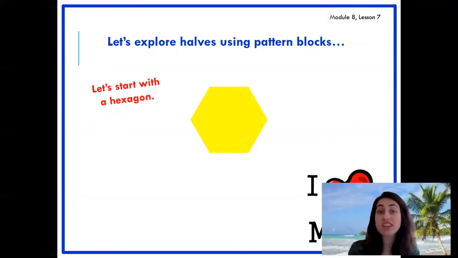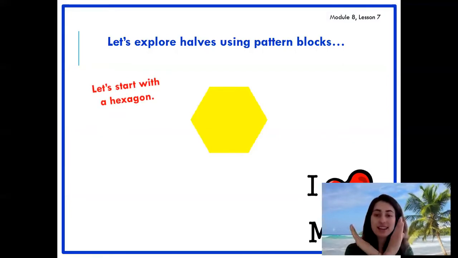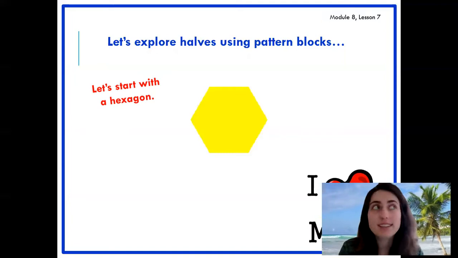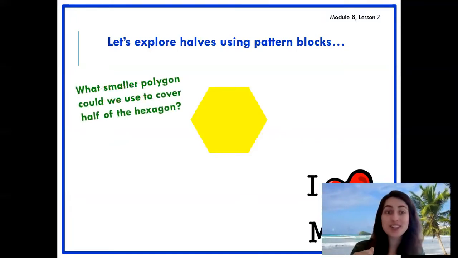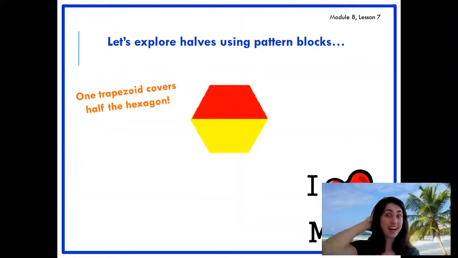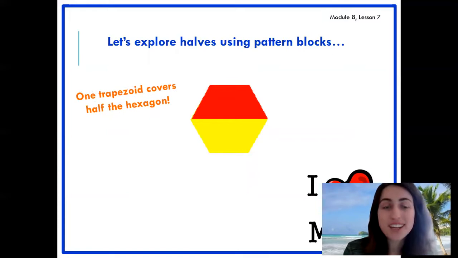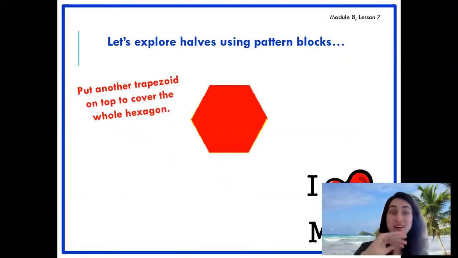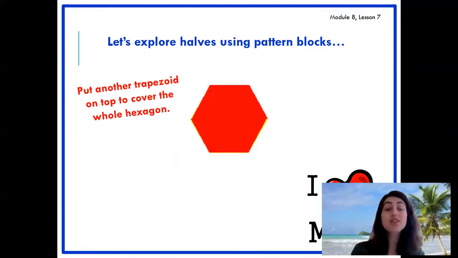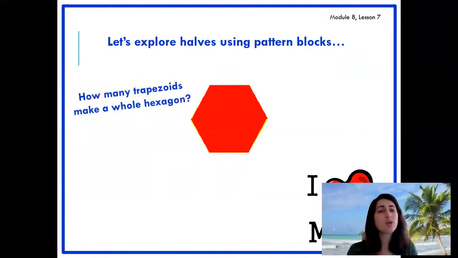So if we start with this hexagon, it has 6 sides and 6 angles. What smaller polygon could we use to cover half of the hexagon? Well, I know that one trapezoid covers half the hexagon, but look, I can put another trapezoid on top to cover the whole hexagon. So how many trapezoids make a whole hexagon? That's right, 2 trapezoids make a whole hexagon.